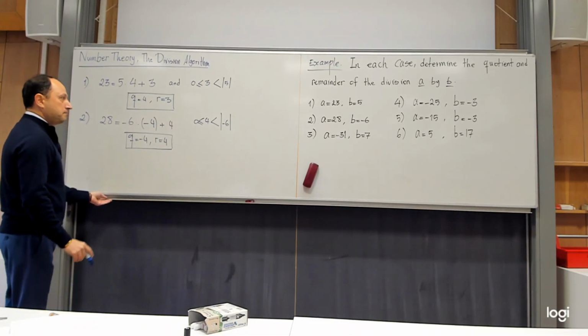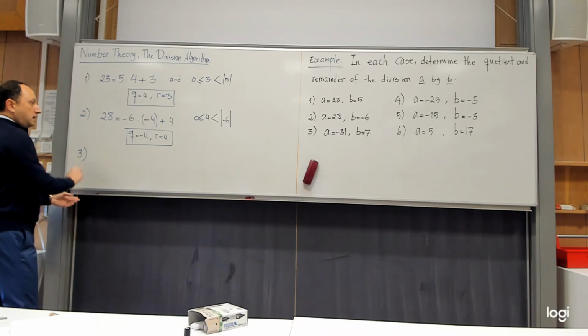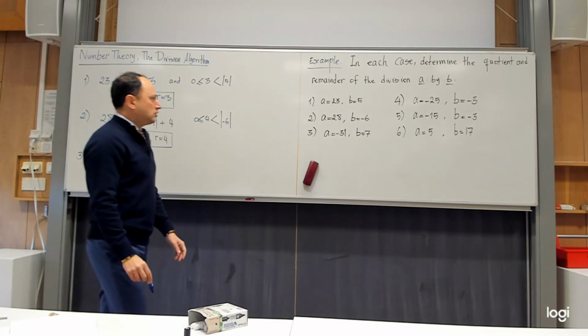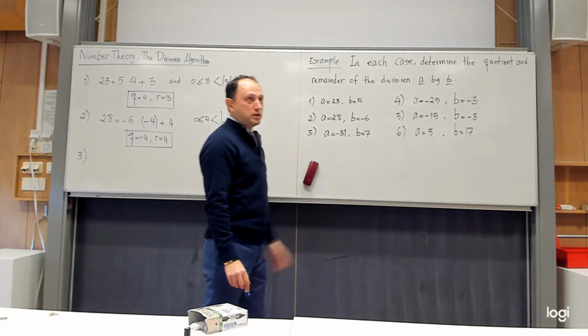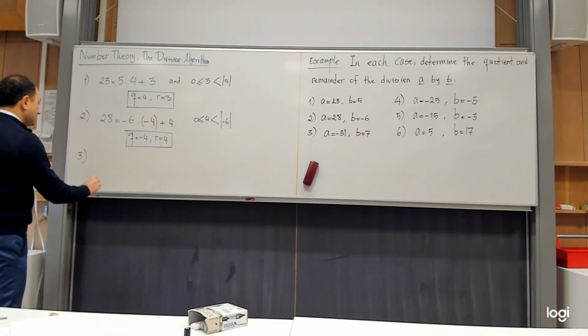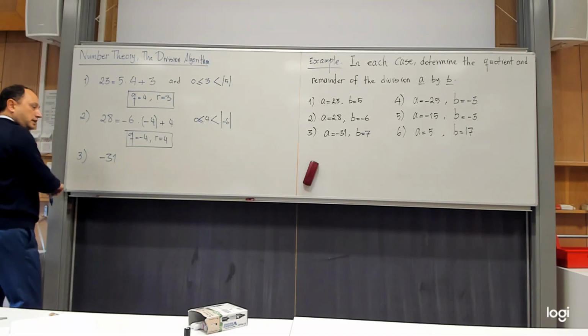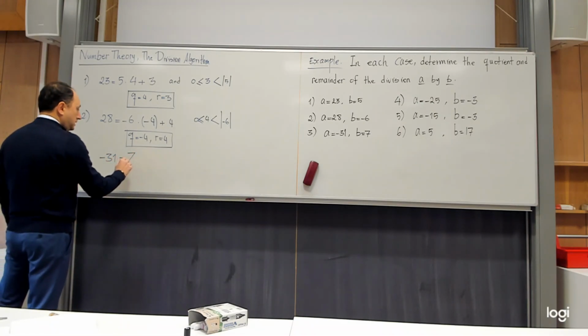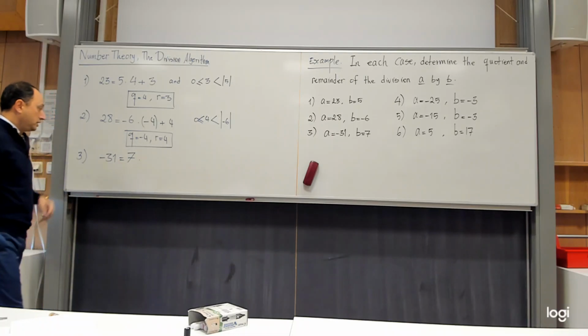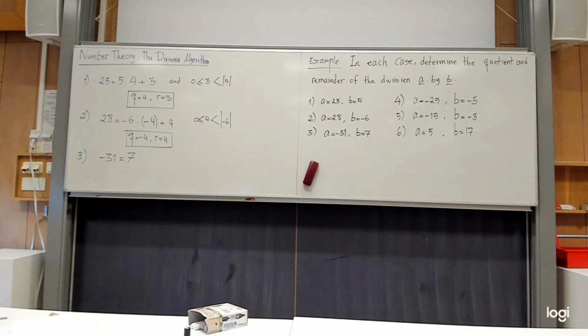Number 3. I have both, so I have this one negative, this one positive. So let us see what happens. What is your choice? I have to write minus 31 on the left. I have to write B. Okay, what do you want to choose for Q? What is the Q here in this case?